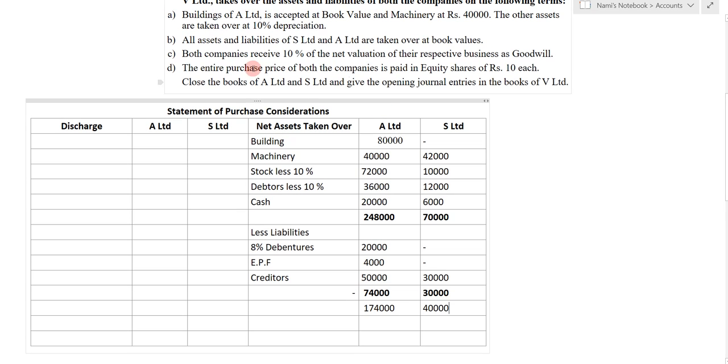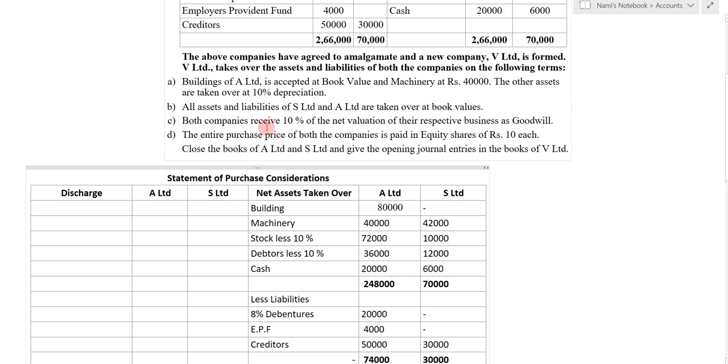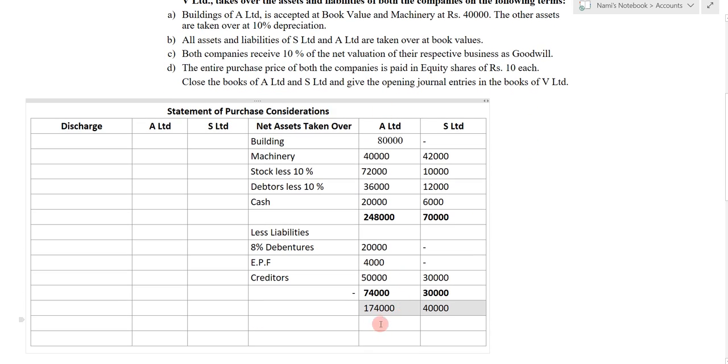Now from this net valuation, see here point C, both the company received 10% of net valuation of their respective business as goodwill. So this is the total net valuation of A Limited and S Limited. From this we have to give 10%, which the company has received as goodwill. So 10% we have to add, that will be called goodwill, 10% of valuation.